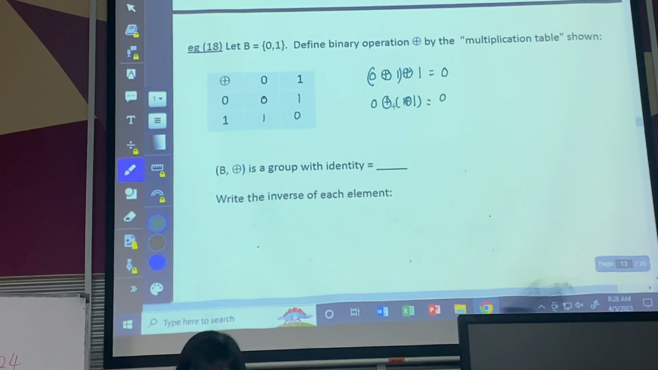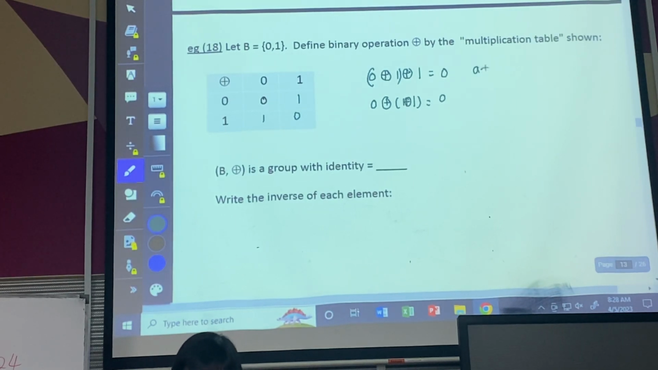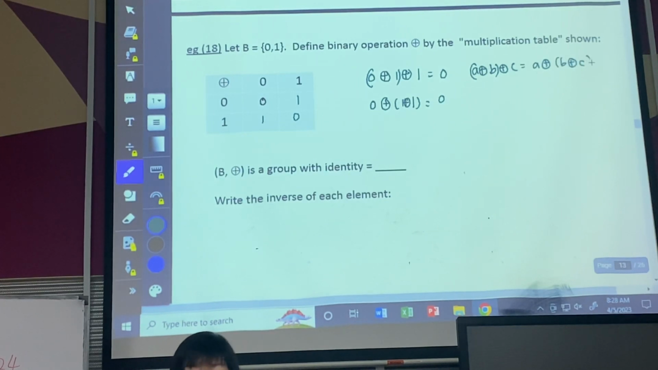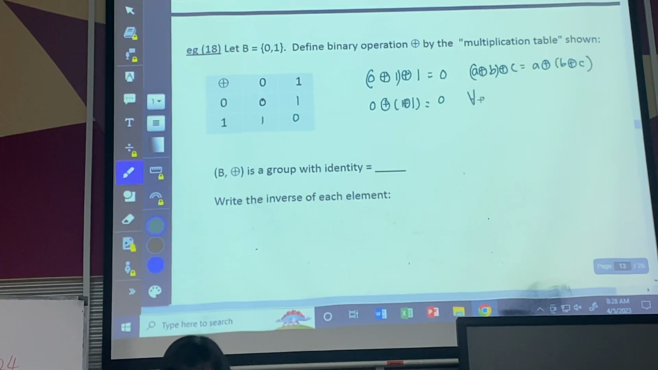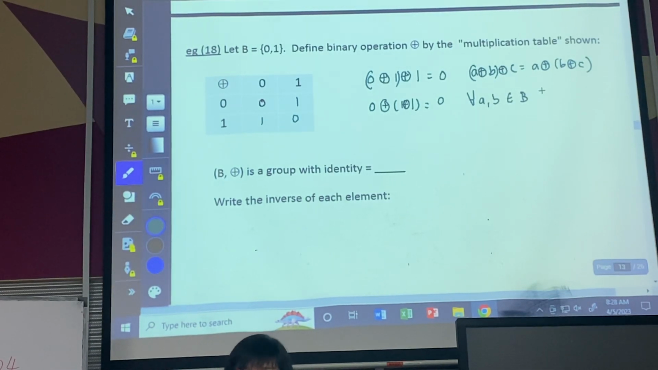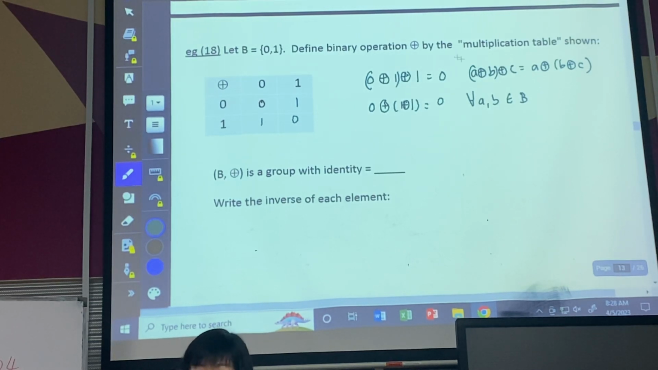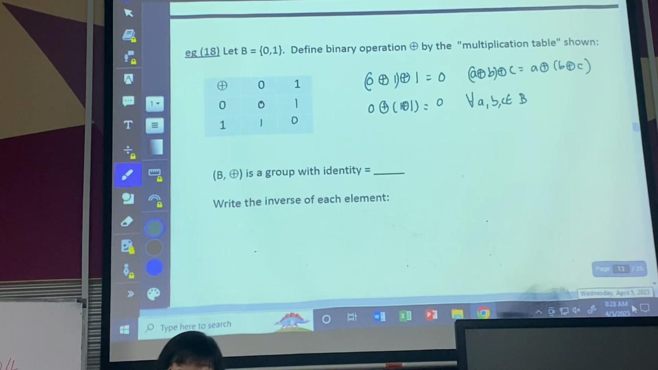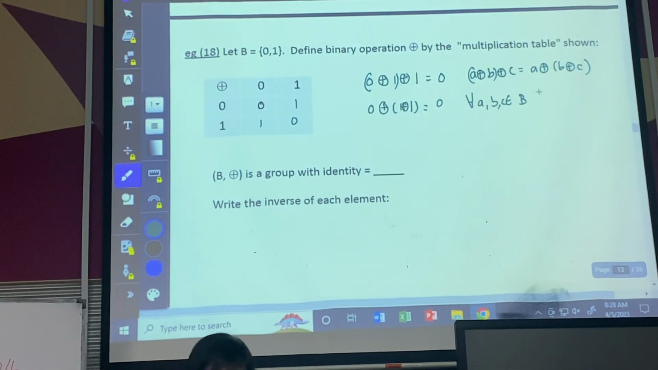You cannot show it like this. You need to use a general form: A exclusive OR B, exclusive OR C, is equal to A exclusive OR B exclusive OR C, where A, B and C belong to set B. ABC, not just A and B, ABC. So your A, B, C will belong to 0 and 1, to show that it is associative.